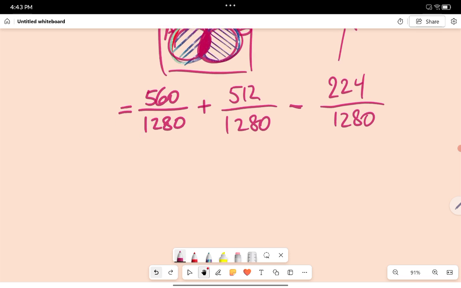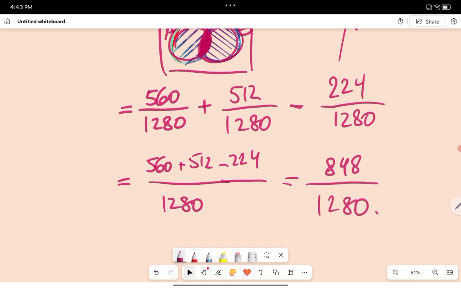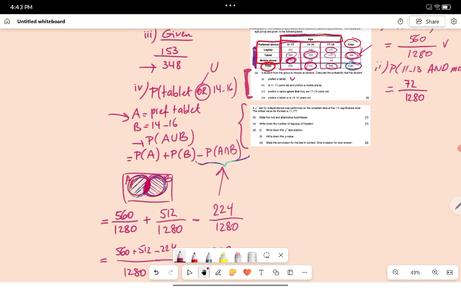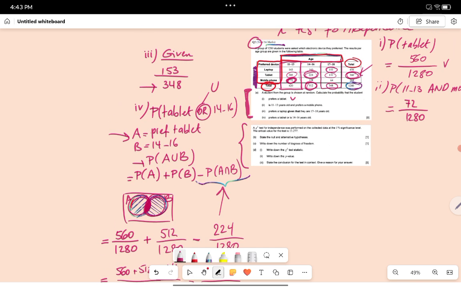Okay, so this is actually 560 plus 512 minus 224 over 1280, and that is equal to 848 divided by 1280. This should be your last answer, guys. This is the answer to prefers a tablet or is 14 to 16 years old.